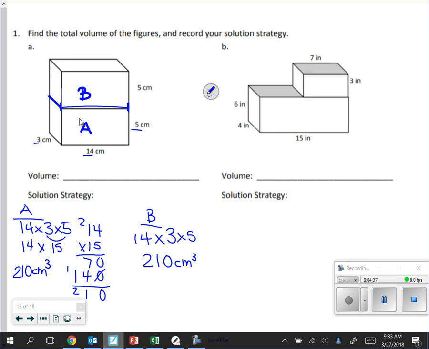Do I have to multiply it? No. What am I doing? Adding. It's this one and that one. We're just stacking them on top of each other. 210 plus 210, 420. We're not multiplying the centimeters. We're just adding them. So it's just centimeters cubed. Okay, so if you got something completely different, do you see why it should be 420?